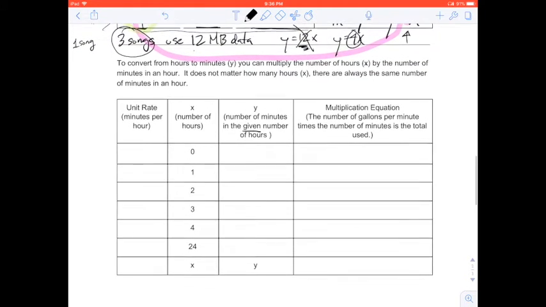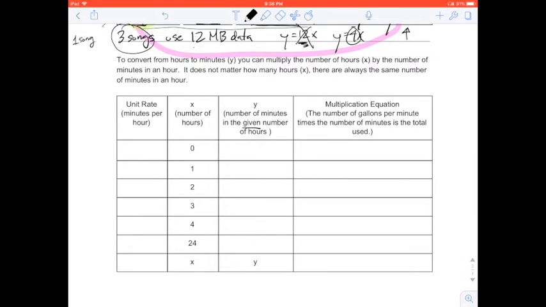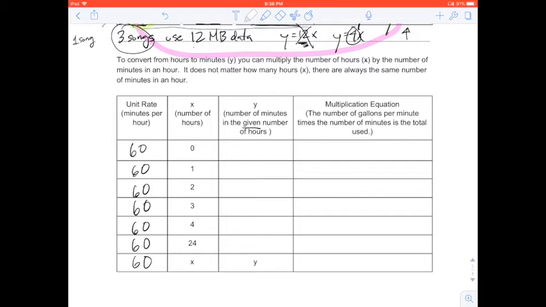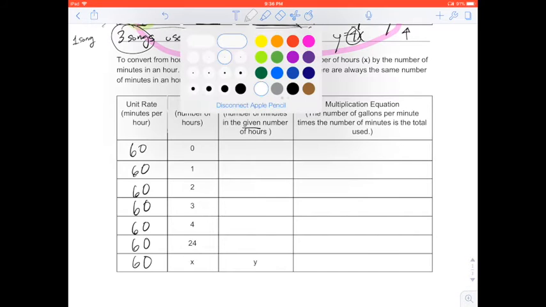And okay, so I'm going to go through this fairly quickly. 60 minutes an hour, 60 minutes an hour, 60 minutes an hour, 60 minutes an hour. Doesn't matter whether it was 0, 1, 24, or a year's worth of hours. It's always going to be 60 minutes per hour. And then I'll do the same thing to hopefully reinforce it.